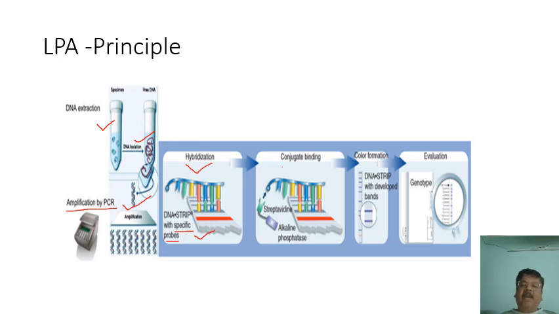So if that particular gene is there in the amplified product, the probe will bind along with the enzyme alkaline phosphatase. Then after addition of the substrate, there is development of bands, and we have to evaluate them, where the genotype of the organism can be detected. So line probe assay is an advanced method where identification of various species, the genotype as well as the drug resistance can be detected. It is done in a BSL-3 lab.